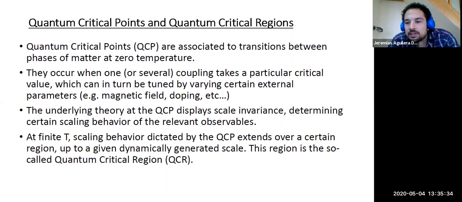Of course, the theory at the critical point is scale invariant, and it has a certain characteristic scaling behavior, which is essentially what we are interested in. And most importantly, once we turn on the temperature on the system, one would expect that for temperatures low enough, the quantum fluctuations associated with the critical point dominate over the thermal ones. So the scaling behavior observed in this whole region at finite T will be dictated by the critical point. And this is what people call the quantum critical region.